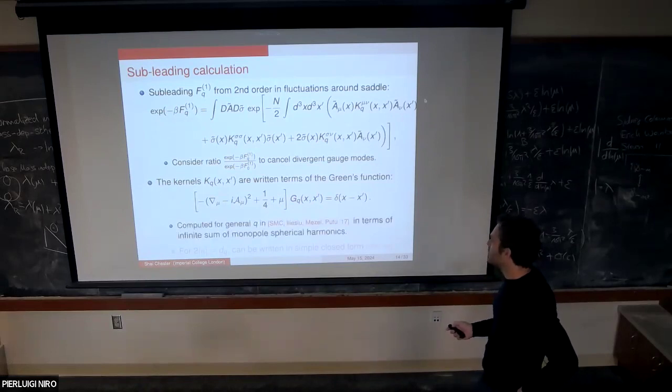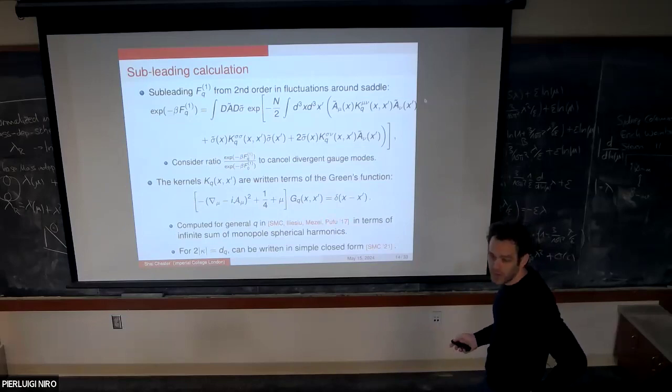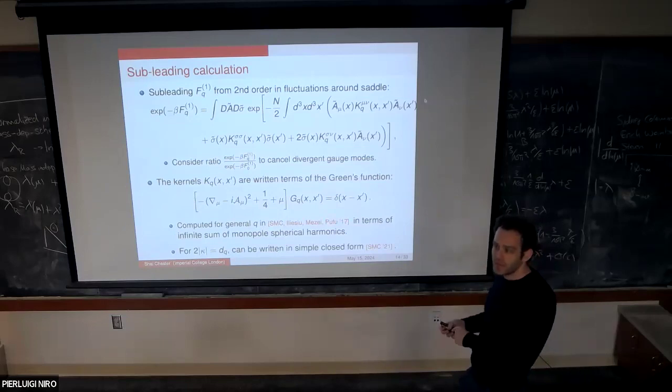Thankfully, it can be computed using monopole spherical harmonics, which we did in this paper in 2017. And again, for the special value of kappa, you can actually write it in closed form, which is what I did in my more recent paper, which is what originally allowed me to do this calculation, because the closed form solution was very useful for checking things.